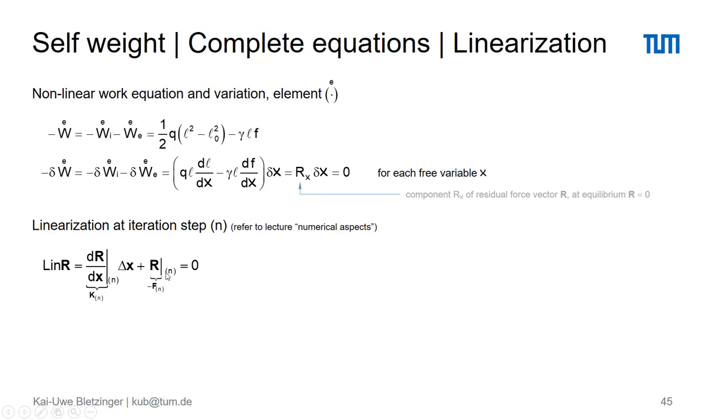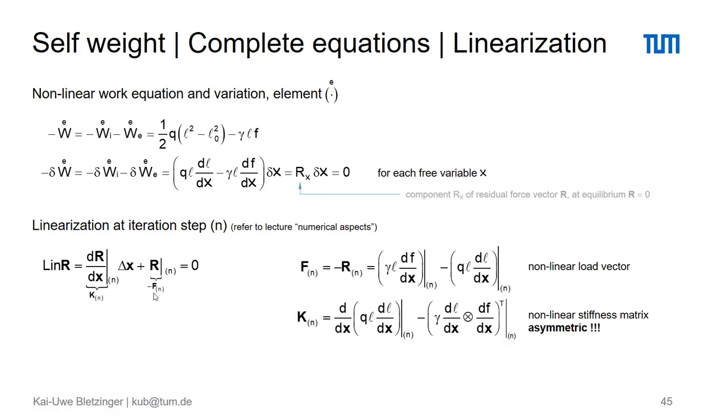To solve for delta x, we take the residual force vector to the right hand side. Then it becomes negative. That explains this definition, that we take the negative residual force vector in iteration step n to be what we call the nonlinear load vector. Here we see it in more detail. The negative residual force vector, respectively each of its components, are again here from the weight, the contribution from the weight, and here the contribution from the energy through the force density.